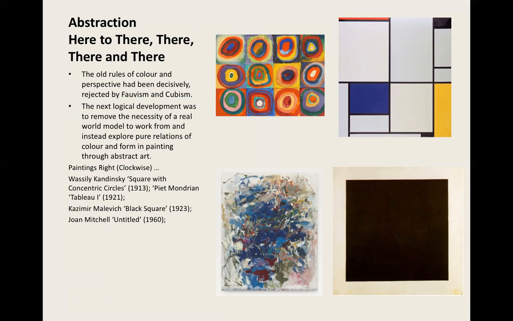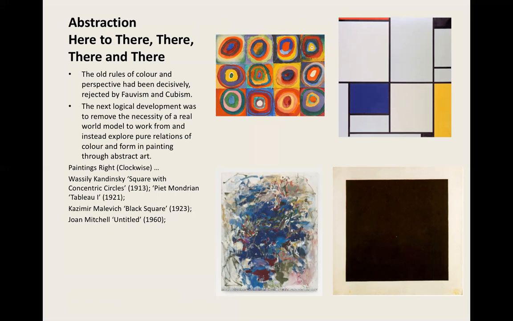And finally, the from here to there of the old masters has become the from here to there of abstraction. That suddenly, when you've broken the rules of the old masters in the way that Fauvism and Cubism did, everything becomes available. And the generation that was through Cubism and also the artists who followed it saw that there was the potential to remove the model, that it didn't need to be of landscapes anymore, that you could be working with pure relations of colour and form in painting through abstract art.